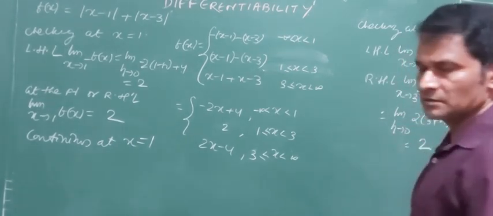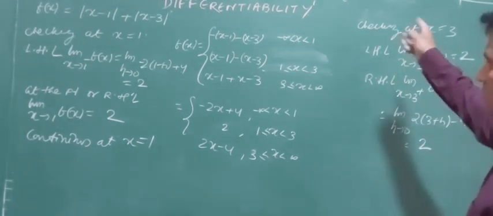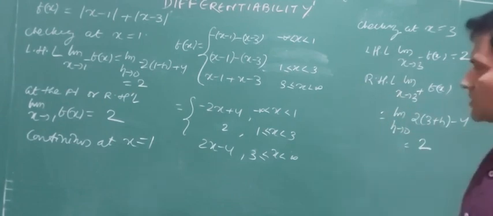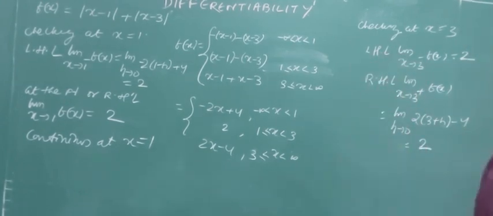They are also equal. So at the point 1 it is continuous, at the point 3 it is continuous. Hence the function is continuous. The function is continuous. We will go for differentiability.